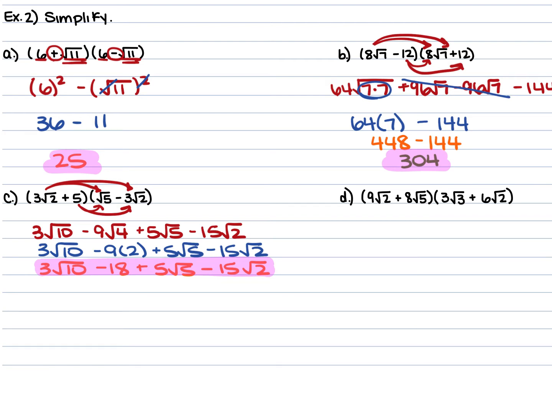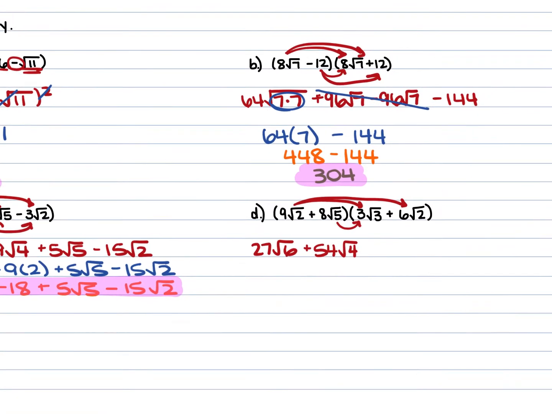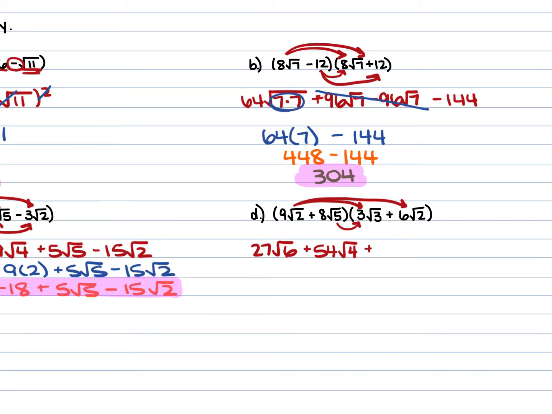For example D, we have 9 square root 2 plus 8 square root 5 times 3 square root 3 plus 6 square root 2. So again, we're just going to FOIL this. 9 square root 2 times 3 square root 3 is going to give us 27 square root 6. 9 square root 2 times 6 square root 2 is 54 square root 4. 8 square root 5 times 3 square root 3 is positive 24 square root 15.